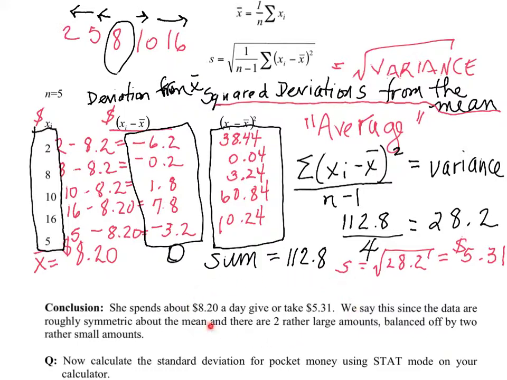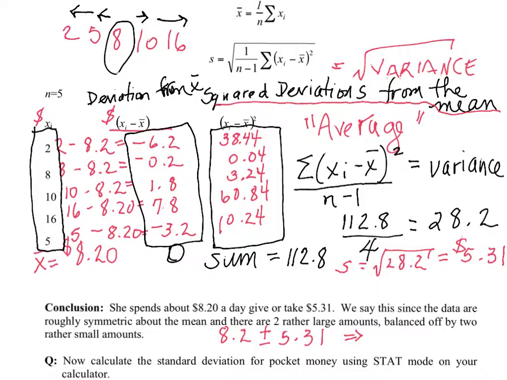Well, let's see. If we go between $8.20 back $5, what's 8 minus 5? It's about 3. Okay. And also, if we take $8.20 and we add $5, we go as far as 13. So we're covering most of the values in the range, but not all of them. Okay, so within one standard deviation, adding and subtracting one standard deviation, we get most of the values covered. And that's why an expression like $8.20, give or take $5.31, tells you about most of the data.